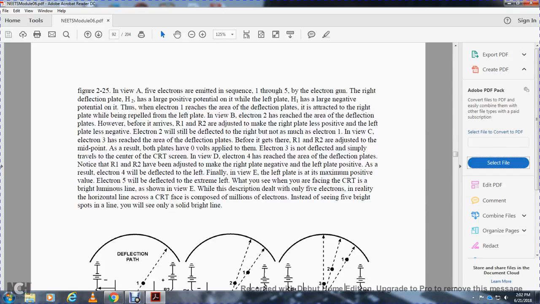In view D, electron 4 reaches the area of the deflection plates. Resistor 1 and resistor 2 have been adjusted to make the right plate negative and the left plate positive. As a result, electron 4 is deflected to the left. Finally, in view E, the left plate has the maximum positive voltage value, and electron 5 will deflect to the extreme left.